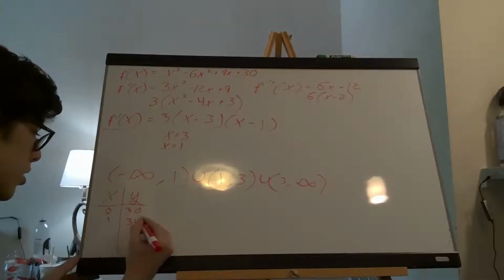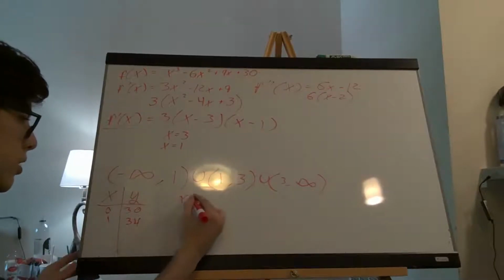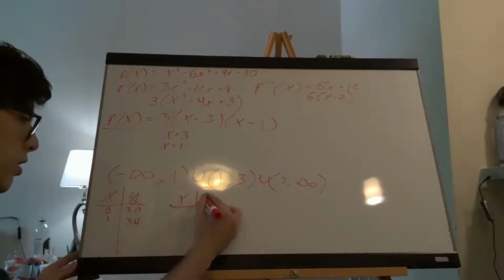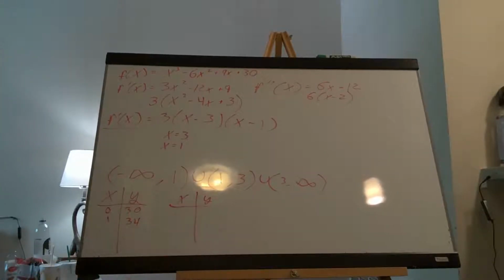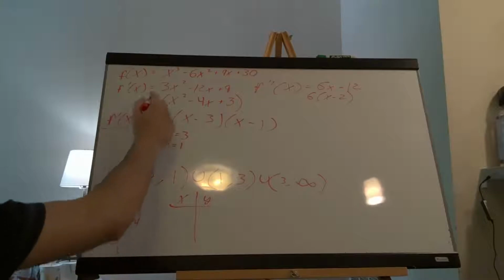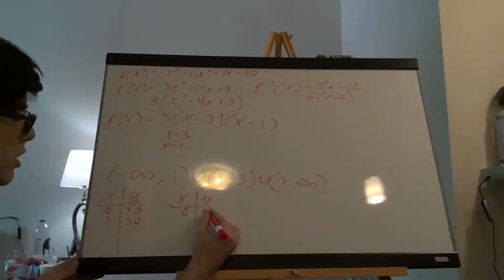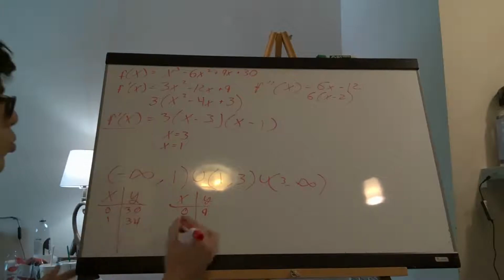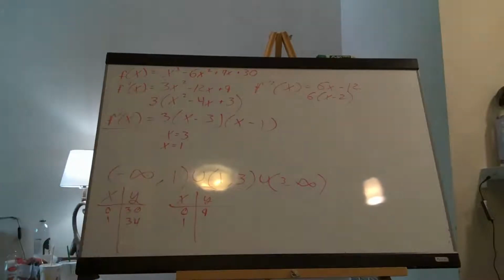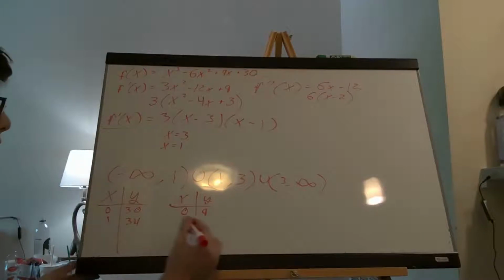Then we'll do the graph here for f prime of x, which is equal to 3x squared minus 12x plus 9. So let's do 0. That's going to give us 9. And let's do 1. 3 times 1 is 3, minus 12 is negative 9, plus 9 is 0. Oh, it's kind of neat. So now let's graph these two.